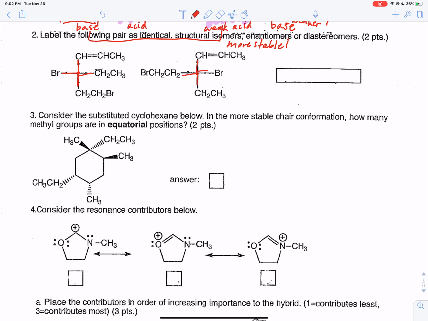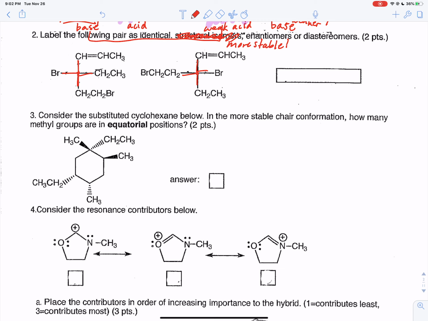So we're going to knock out structural isomers, because what's different about these is the way that they're oriented in space, not their connectivity, okay? And how many chiral centers are being shown? One. Each one has one chiral center.